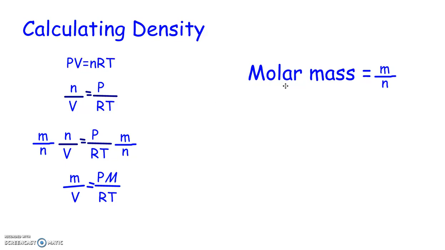However, the molar mass is equal to the mass of a substance divided by the number of moles present. So if we take this and multiply both sides by the molar mass, our moles will cancel out. And we have mass divided by volume left, and pressure times the molar mass divided by RT on the other side. So we can get the density, m over V, of the gas by plugging into P times molar mass divided by RT.